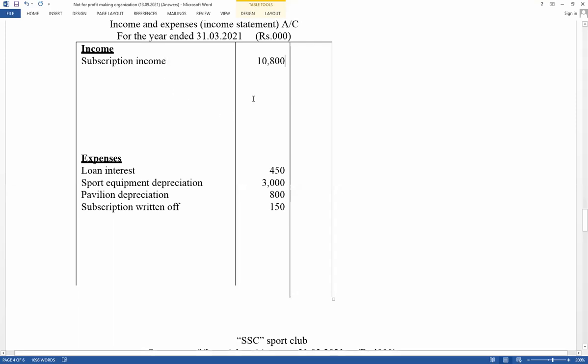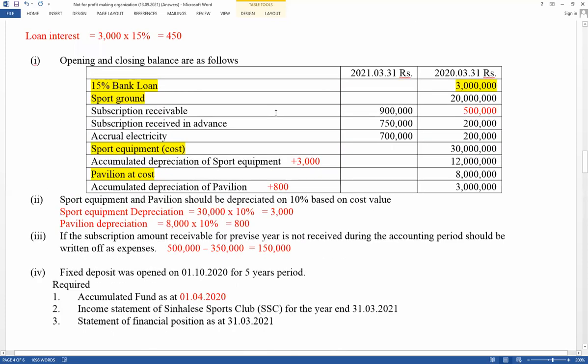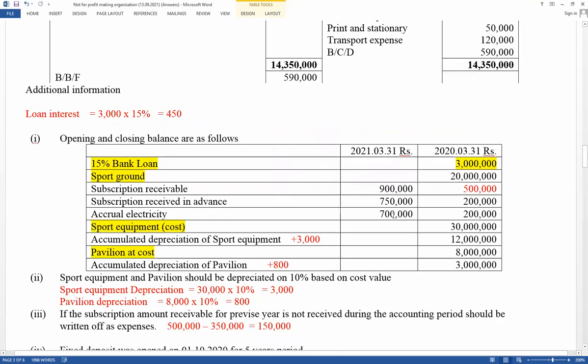Right now, the additional information we have discussed. Think: accrual salary is also available. Therefore, there is an adjustment for accrual salary. If accrual salary has been given, you have to prepare salary accounts to calculate the salary expense for the year. Prepare working for that also, in separate ledger accounts.